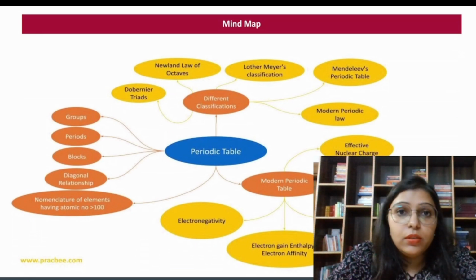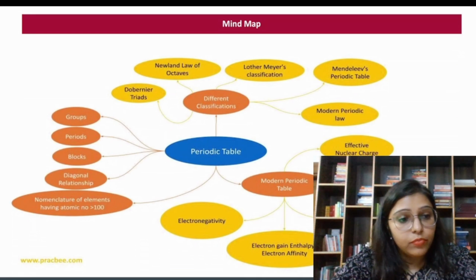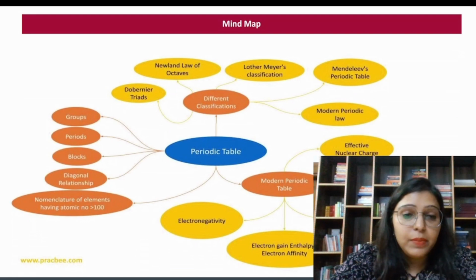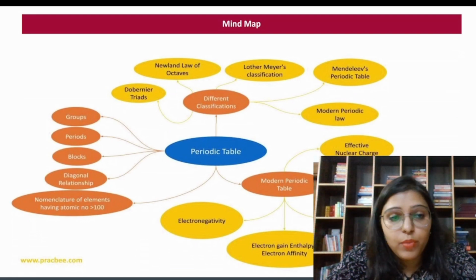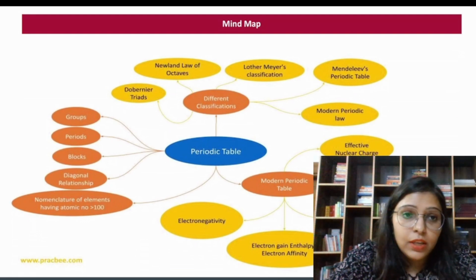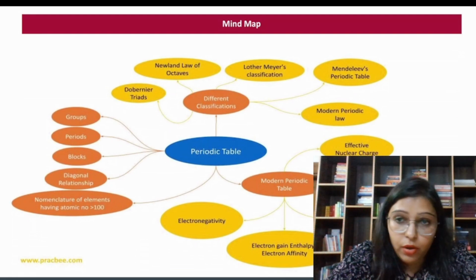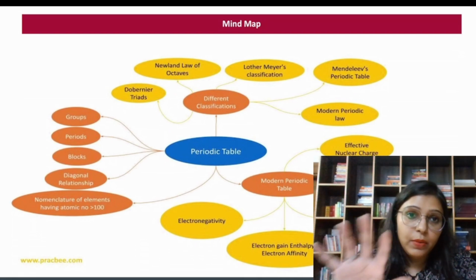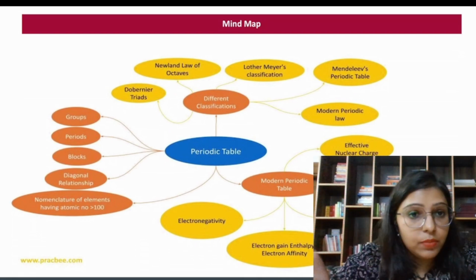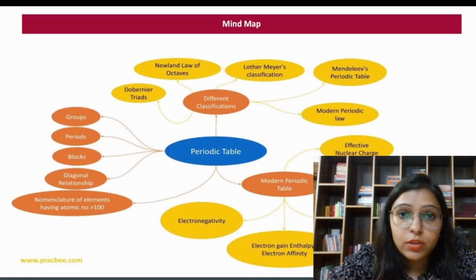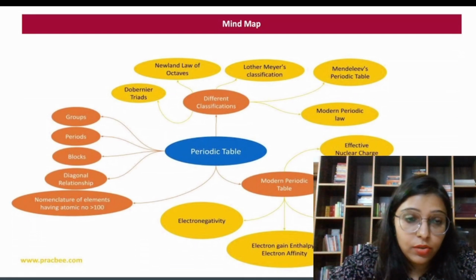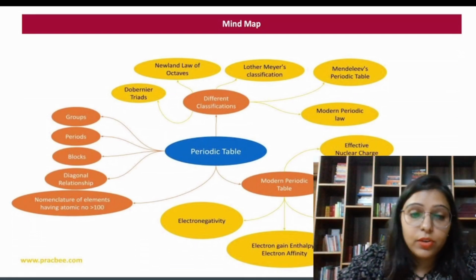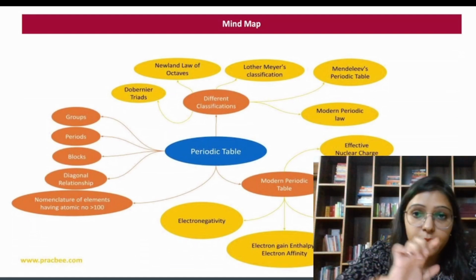Dobereiner's, Newland's, Lothar-Meyer, and Mendeleev's are all memory based. So you should know the law, limitation and advantage, and some important properties associated with Mendeleev's periodic law. Now, we are going to discuss the modern periodic table, right? The modern periodic table is divided into 18 groups, which are 18 vertical columns, and 7 horizontal periods.